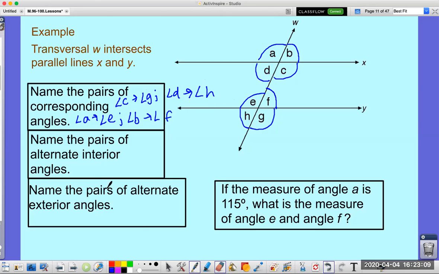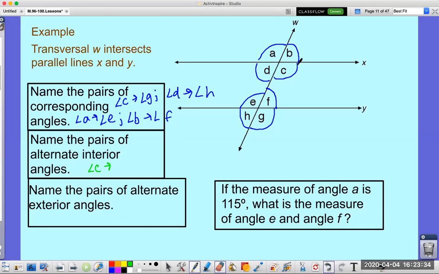Name the pairs of alternate interior angles. So interior means inside the parallel lines. So it's got to be these 4 are all that we have to figure out. So we're going to start with angle C. Is an alternate to which one? We have to jump over, and it has to be equal in size.